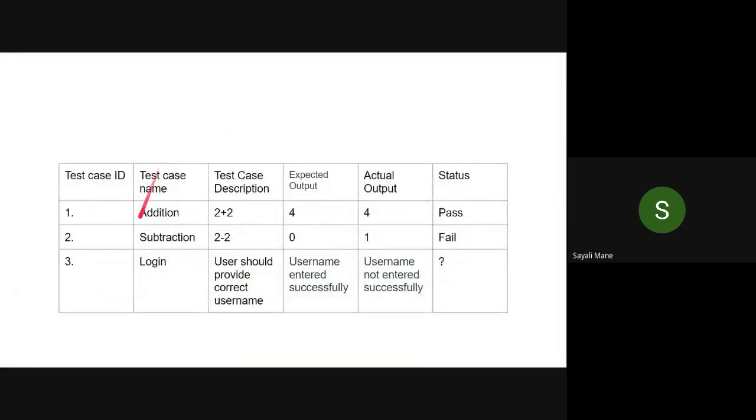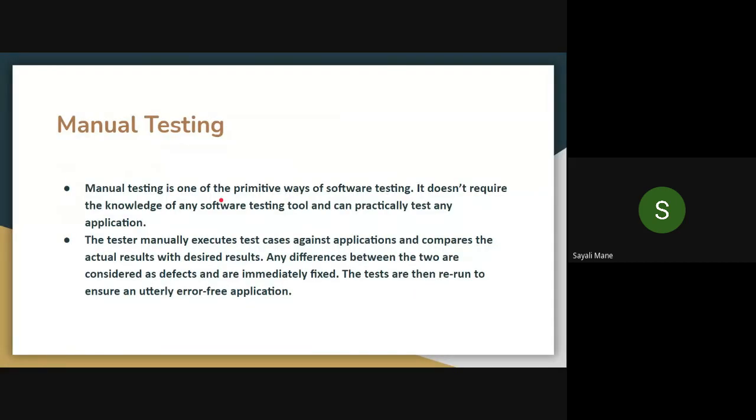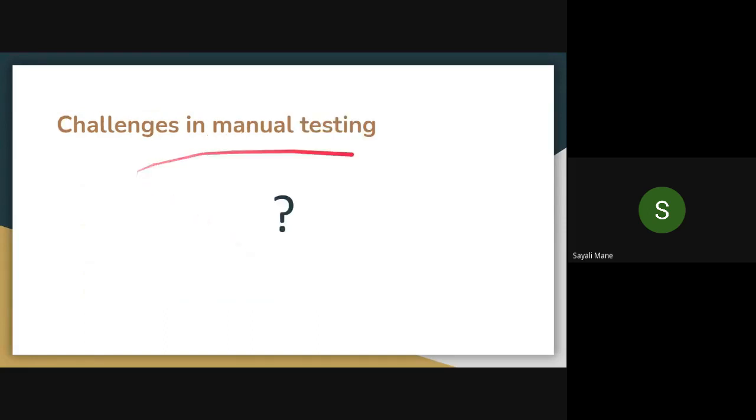So see here, three test case IDs are there. Suppose one person is handling a big project, there will be lots of test case IDs, and he is supposed to compare the expected output with the actual output. Then the status: if it failed, then again he has to inform the developers. Again, the developer will resend it. There will be a lot of confusion and many difficult things. So to overcome this manual testing we have automated testing. By looking at this definition, can you tell me the challenges in manual testing?